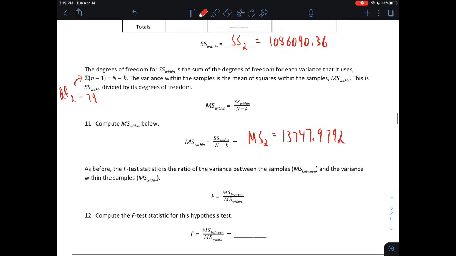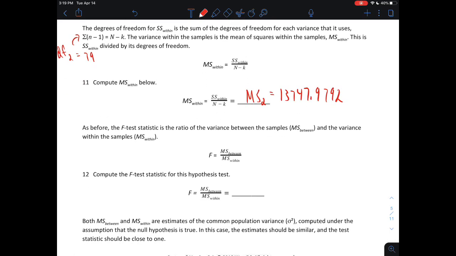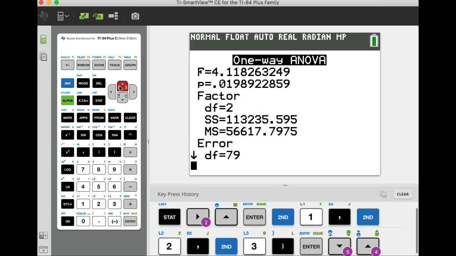As before, the F-test statistic is the ratio of the variance between the samples, MS between, and the variance within the samples, MS within. So MS1 divided by MS2. Again, you could do that division on your own, but number 12, asking for the F-test statistic, again, go back to your calculator, and at the very beginning, you see it says capital F, and what's written there is 4.118. And again, just like we saw in the previous lesson, that becomes a big point. We really just want that F-test statistic. Everything else led up to that.